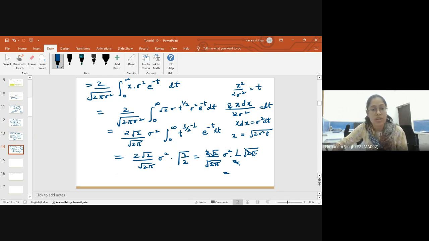Okay, wait. So this is not under root 2 pi. Yeah, I'm making a mistake here. So gamma 1 by 2 is under root pi. So it is under root pi here. So this under root 2 pi will get cancelled completely and it will be sigma square. Let me write it again.